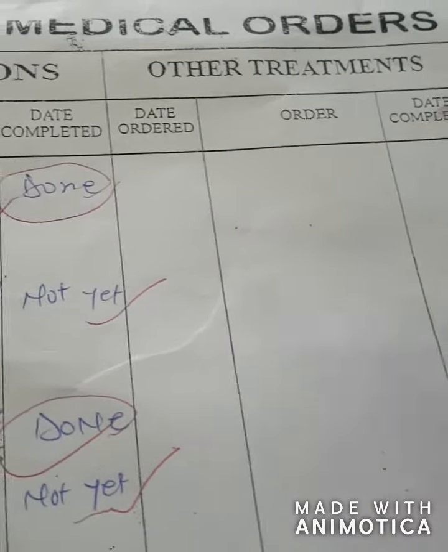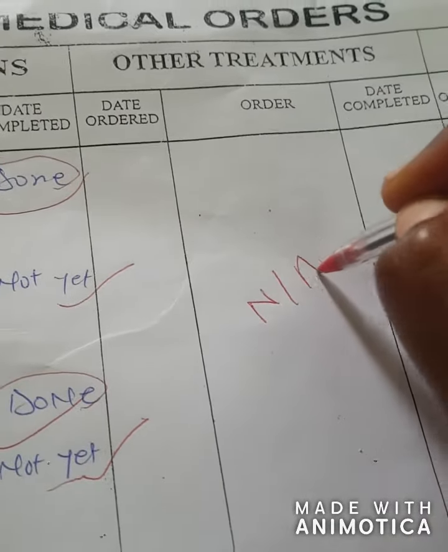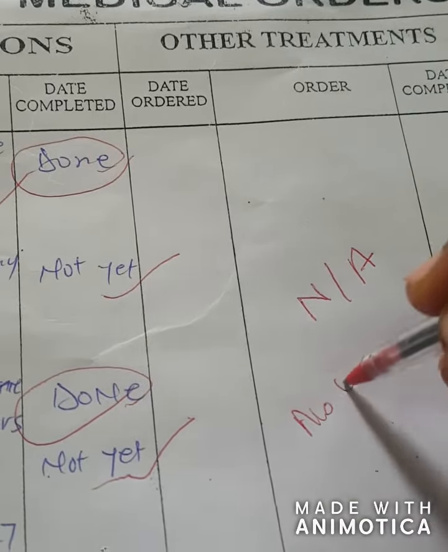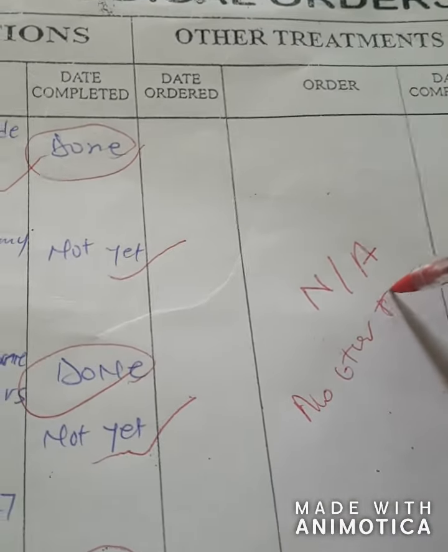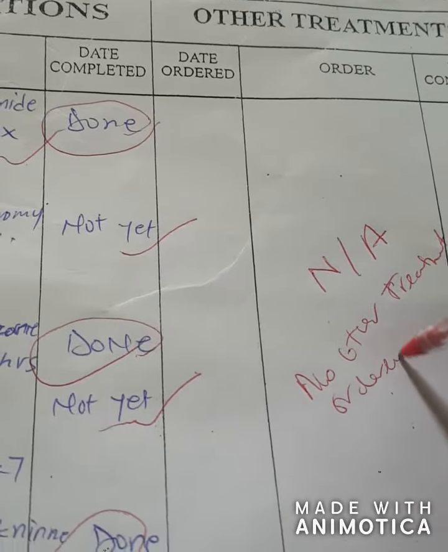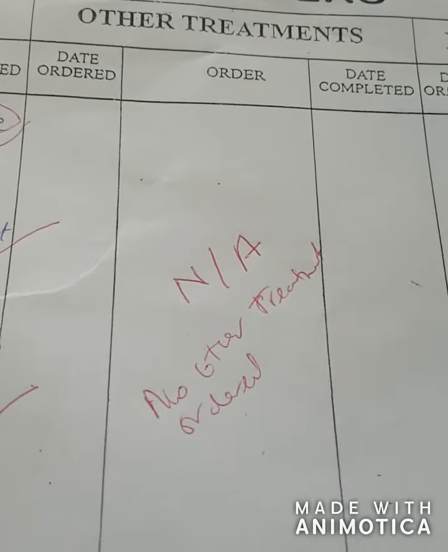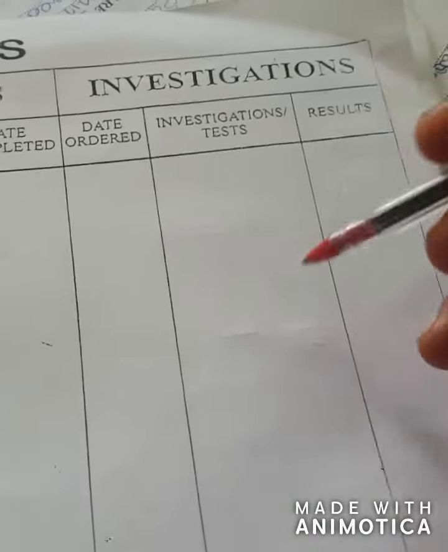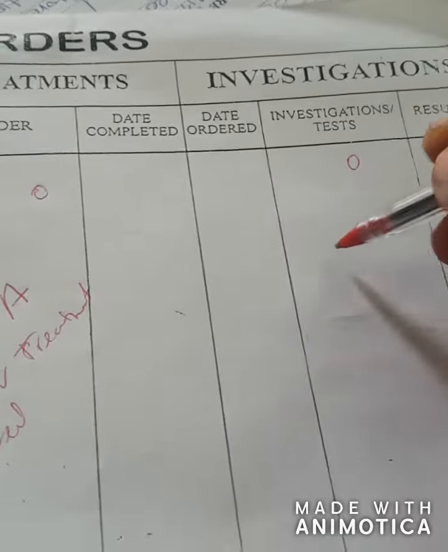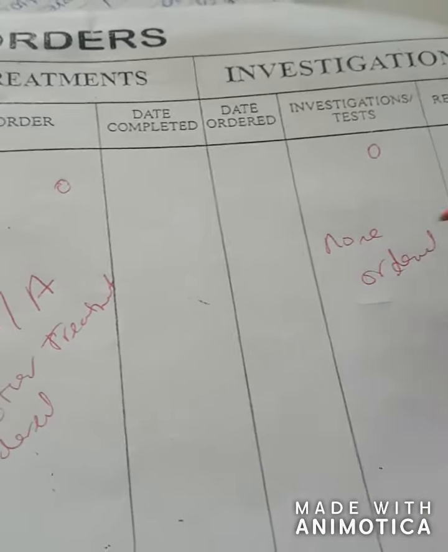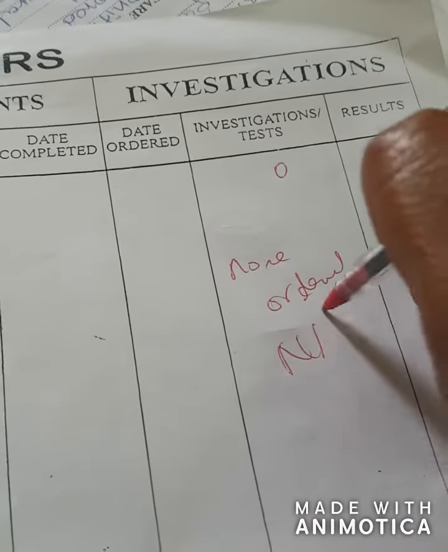You didn't write anything. You can even just write not applicable to get your full mark, or you can write no other treatment ordered for your full half mark. Well, the person didn't write anything, so it's 0. Investigation 0. If none is ordered, you can write none ordered or not applicable.